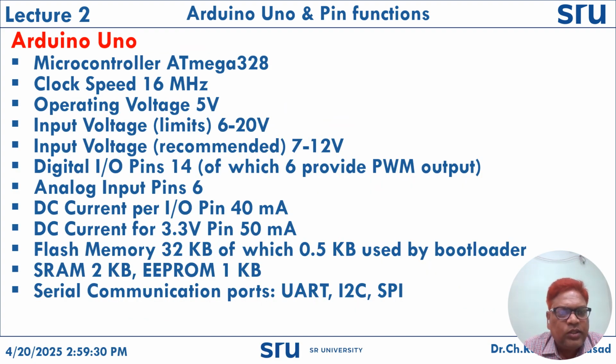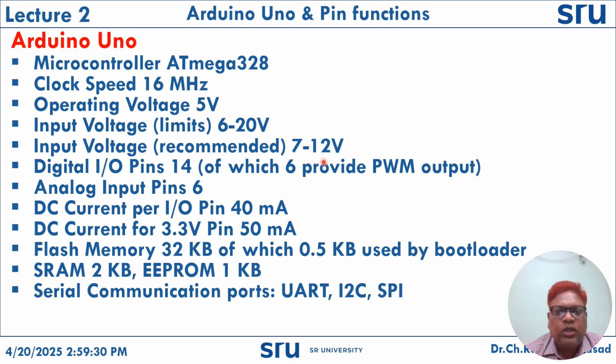Let us consider first the Arduino UNO microcontroller board. This board has an ATmega328P microcontroller, operates with a clock speed of 16 megahertz, and the operating voltage is 5 volts. The input voltage limits are between 6 to 20 volts, and the recommended input voltage is between 7 to 12 volts.